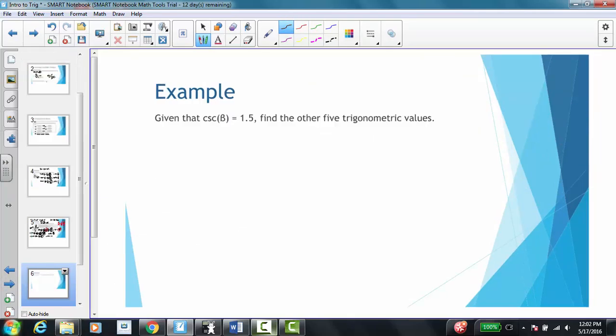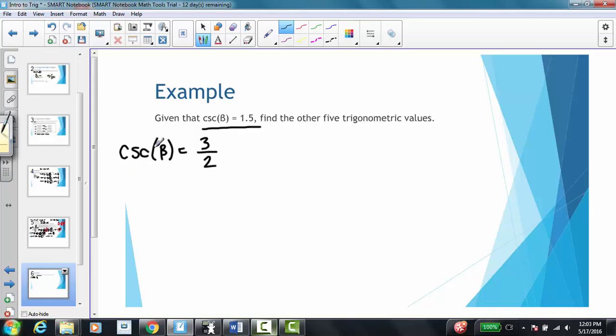Alright, so this example is even more complicated because I don't have my triangle. And the only thing they gave me is cosecant of beta equals 1.5. That's the only piece of information I have to go on. So the first thing I'm going to do is rewrite cosecant of beta in fraction form instead of decimal form. This is going to give me 3 over 2.